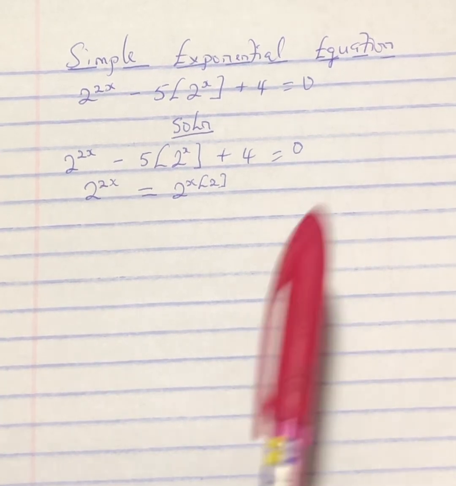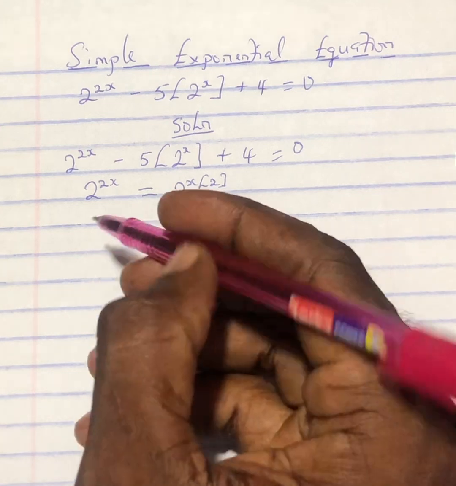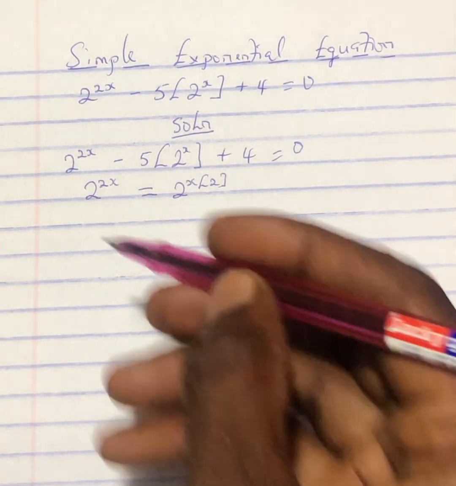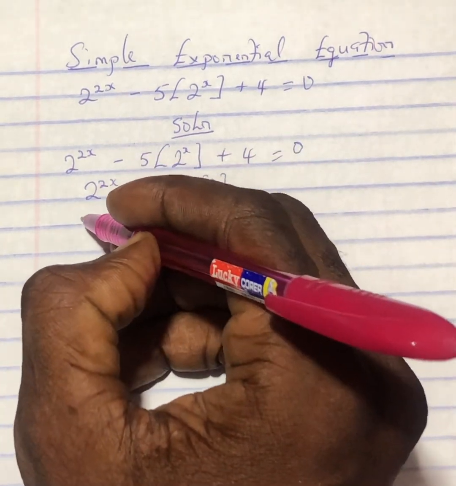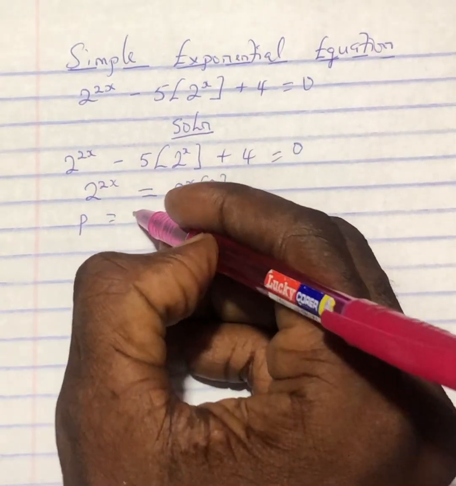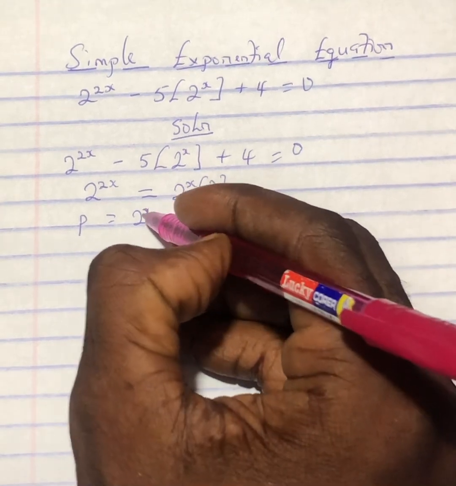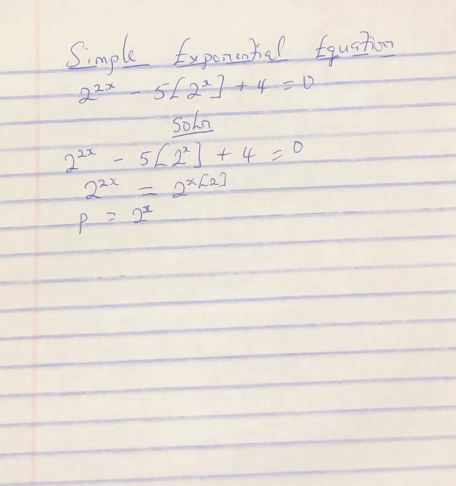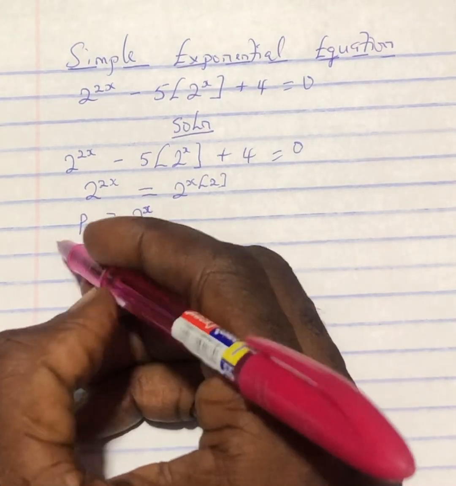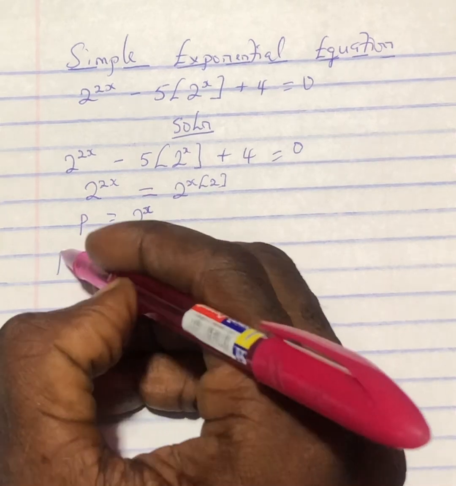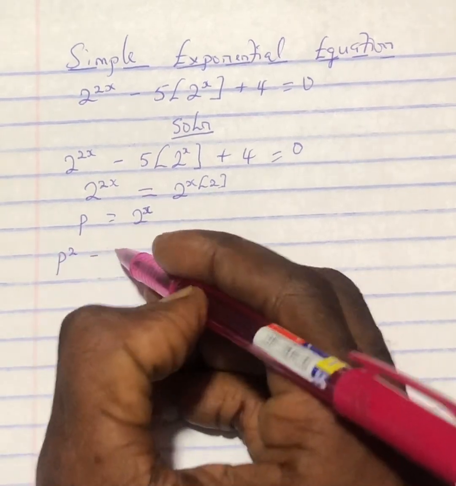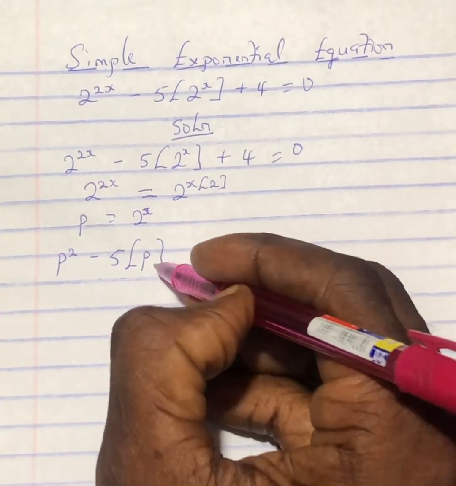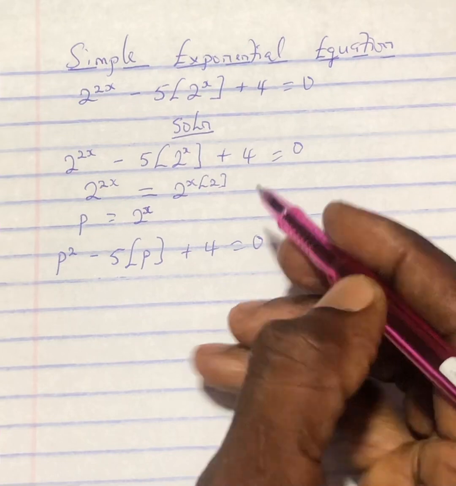Now, having gotten this, we can use an alphabet to represent 2 raised to power x. What do I mean? Let's just say P is equal to 2 raised to power x. So anywhere we see 2 raised to power x, we are going to replace it with P. So let's say P raised to power 2 minus 5 in brackets P plus 4 equal to 0.